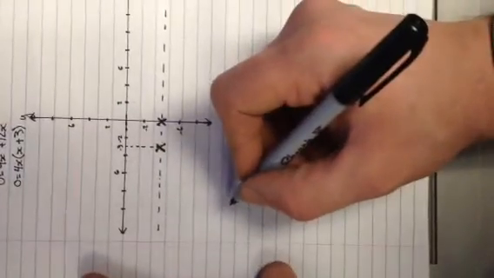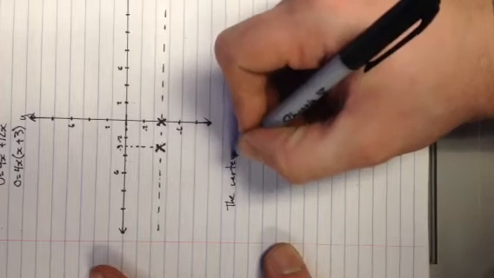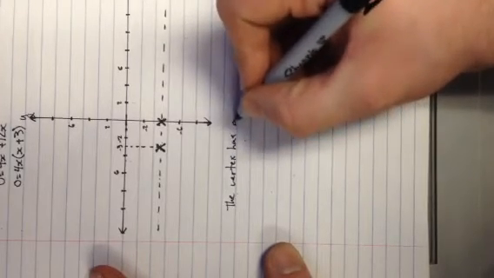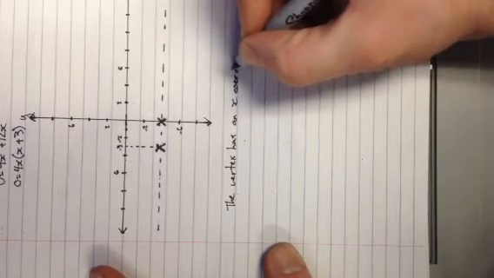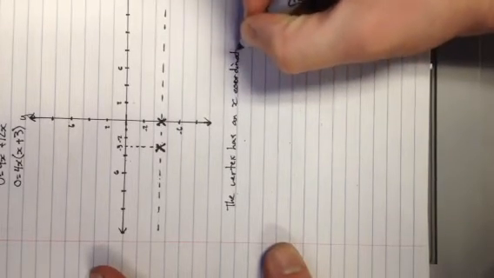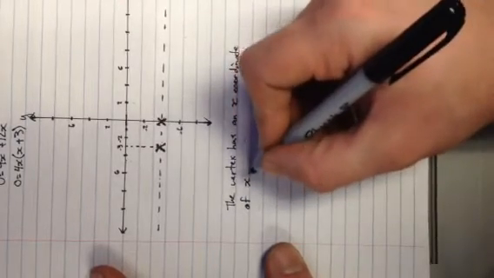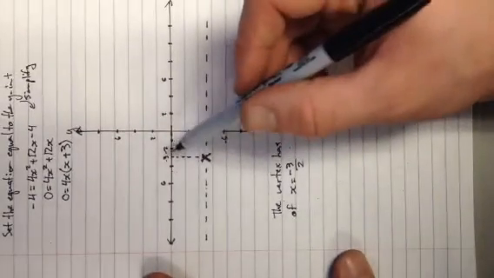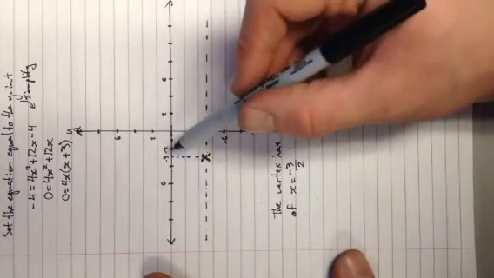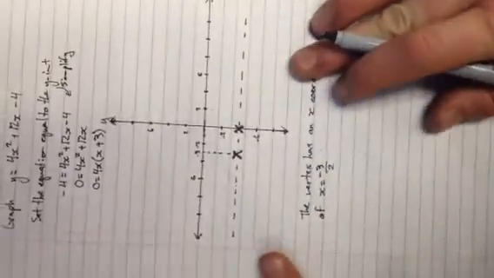So the vertex has an x-coordinate of x equals negative 3 over 2. That's found by just finding exactly halfway in between 0 and negative 3, which is negative 3 over 2. And to find the y-coordinate, I'll just substitute it back into the original equation.